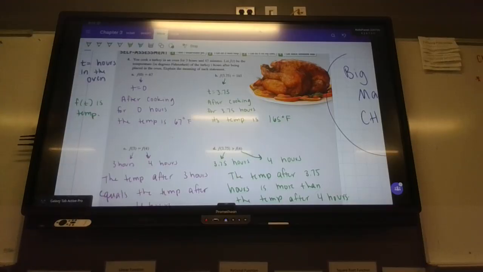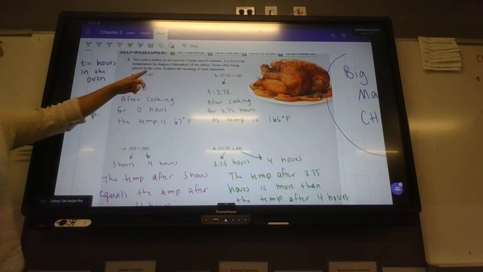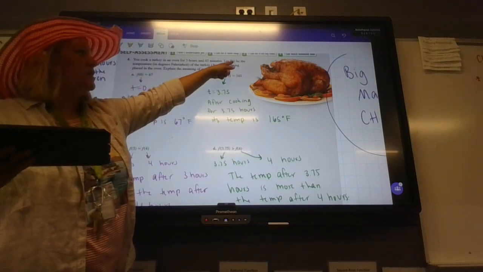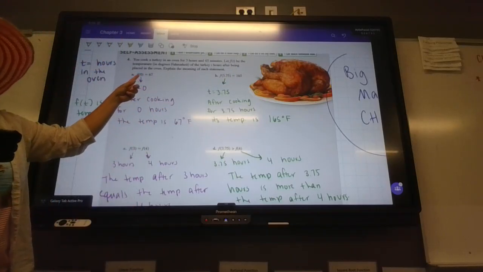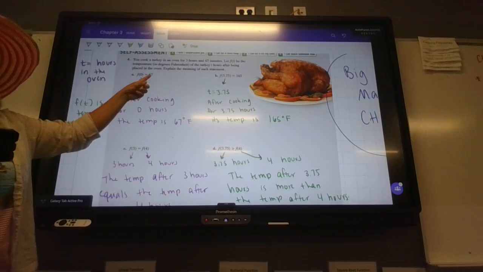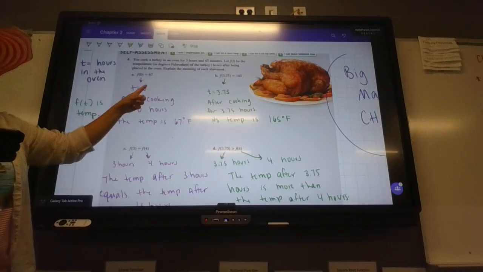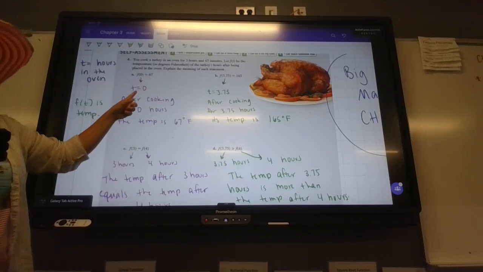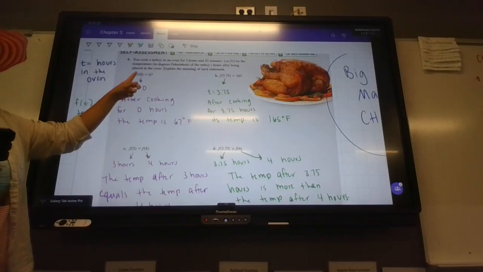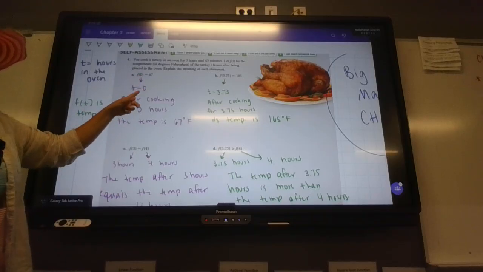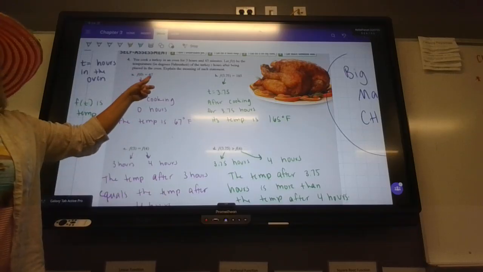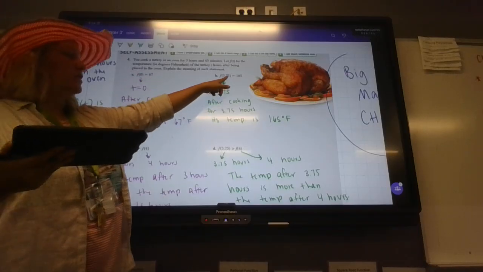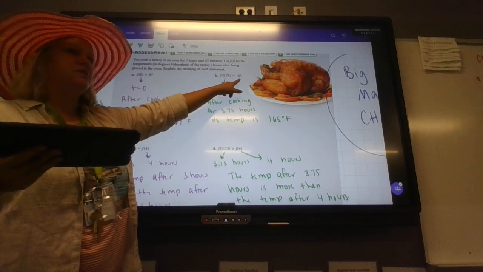You want me to go through it one more time, Drew? So T is hours in the oven. And it's supposed to be F of T. So whatever's in there represents T. So this is 0 hours. The temperature is 67 degrees. So this means T equals 0. After cooking for just 0 hours, the temp is 67. After cooking for 3.75 hours, the temp is 165.